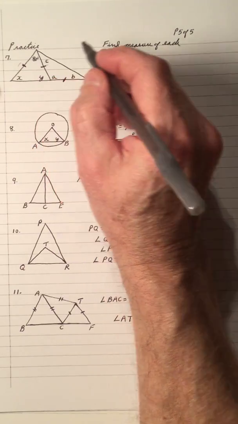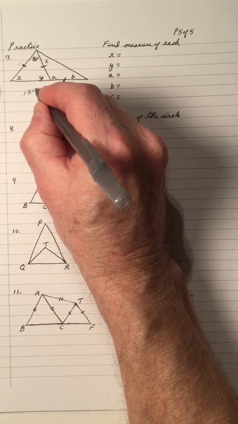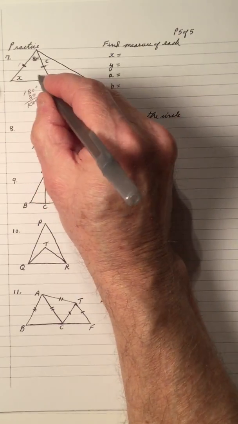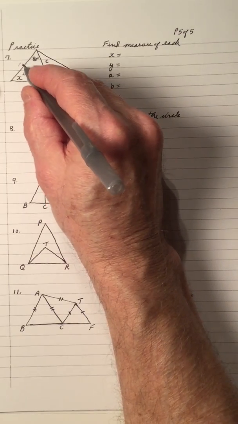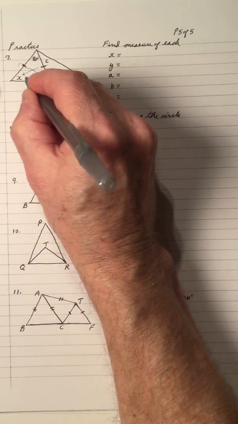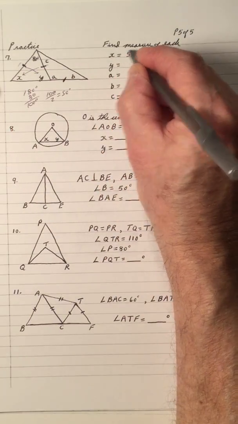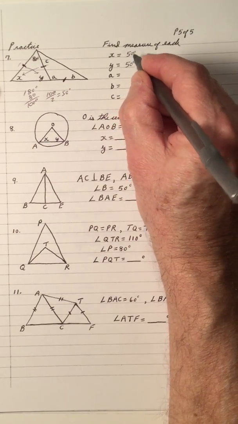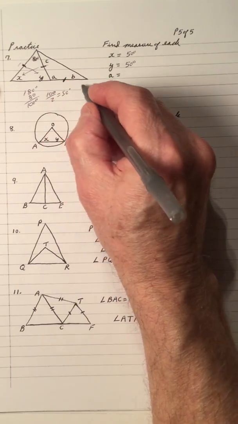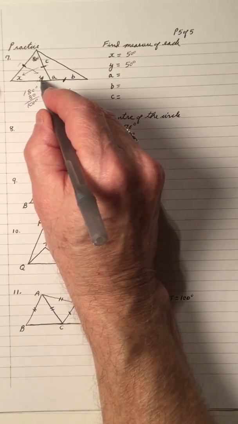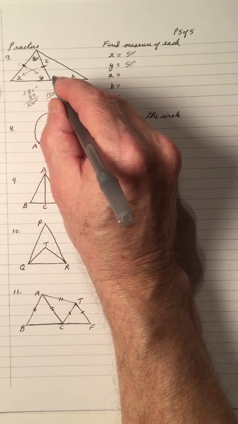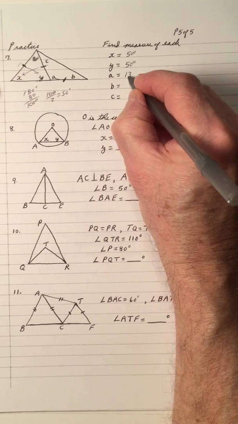I don't know what these are, so I've got to be careful. So I've got an 80 here, so 180 subtract 80 gives me 100. So that means x and y are equal because they're the angles opposite the equal sides. So 100 divided by 2 is 50. So x is 50 and y is 50. Because y is 50, y and a make a straight angle, so that's 180 degrees. So a is 180 minus 50. So a is 130 degrees.